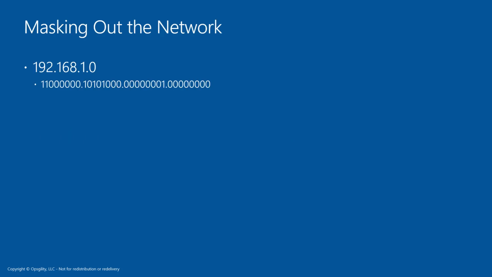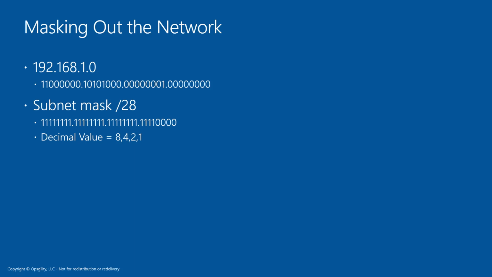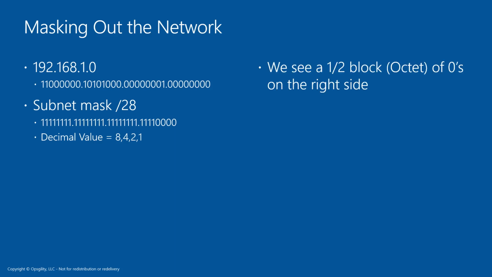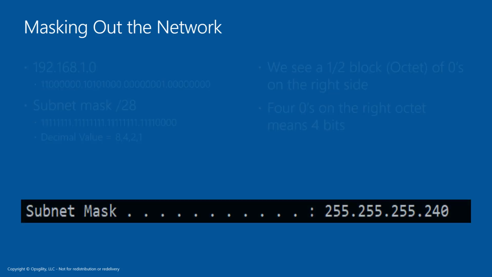So let's mask out the network. Once again, this is our IP address spelled out in binary. We have a mask of /28 this time. This is what a subnet mask of /28 looks like spelled out in binary. We have a decimal value of 1 plus 2 plus 4 plus 8 because that's the 4 zeros. That's what those add up to if we add up their values, 1, 2, 4, and 8. We see half an octet of zeros on the right-hand side, those 4 zeros. And that means 4 bits. 28 plus 4 equals 32. So the subnet mask of /28 means we have 4 bits for the hosts and 28 bits for the networks.